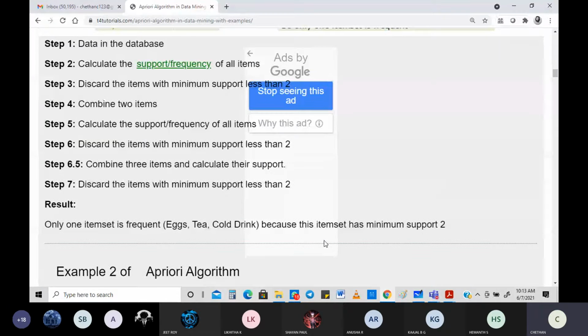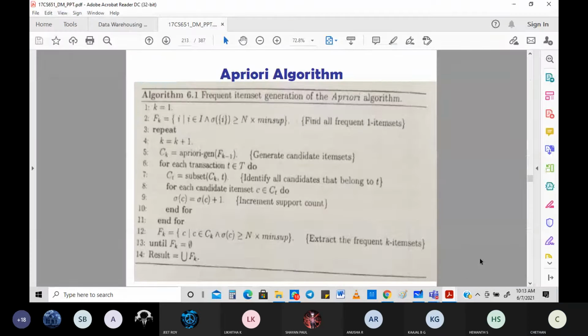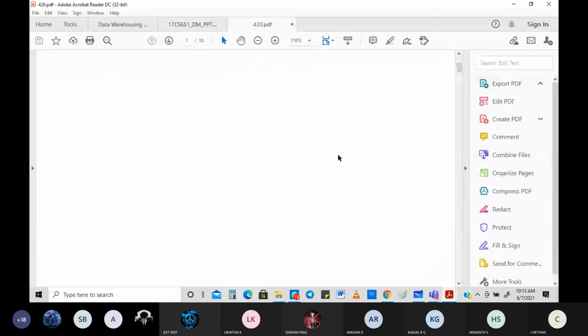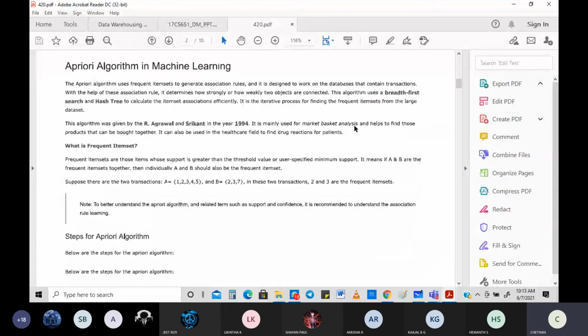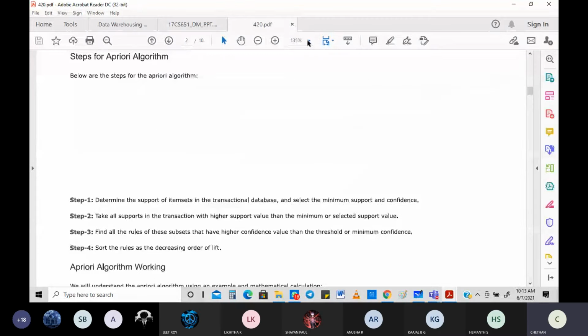I'll take one more example, probably the last example of your a priori algorithm before we move into the next part. So let's take one more example for it. I hope it's visible. Yeah. So I'll take one more example, and you can see again it's a classic example.